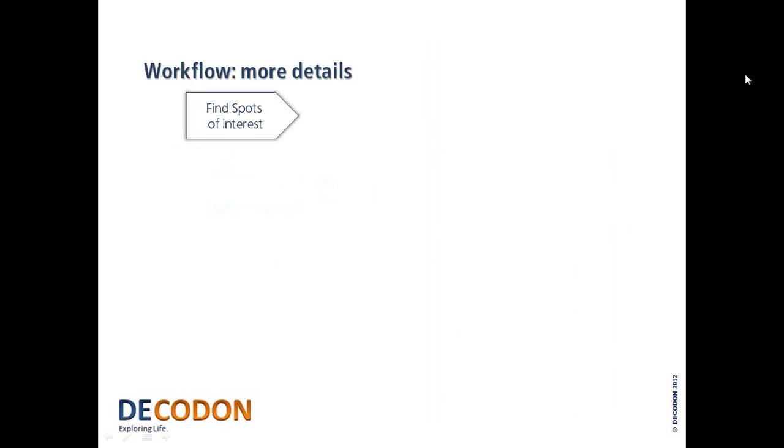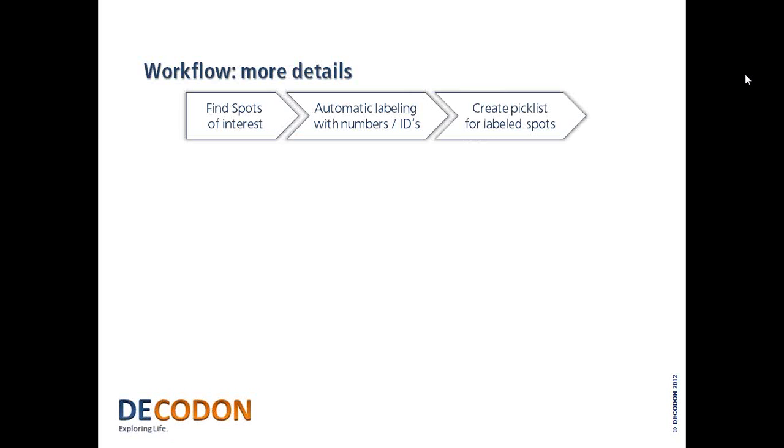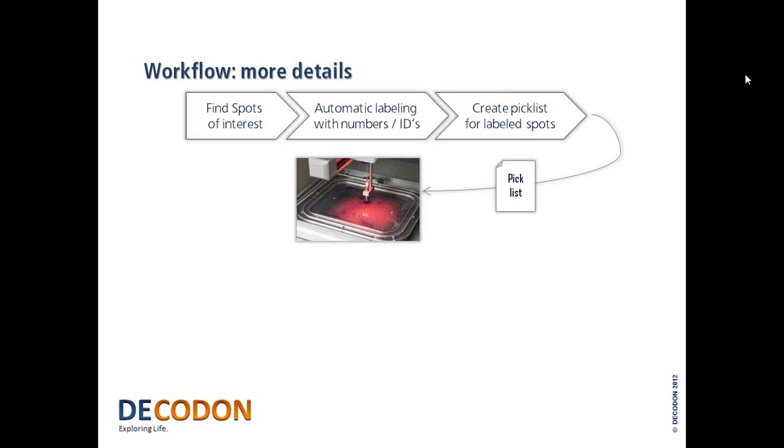This is the part of the workflow in a more detailed view. Imagine we have found spots of interest already. We can automatically label them with either numbers or with spot IDs. We can create pick lists for the labeled spots, for the interesting spots.